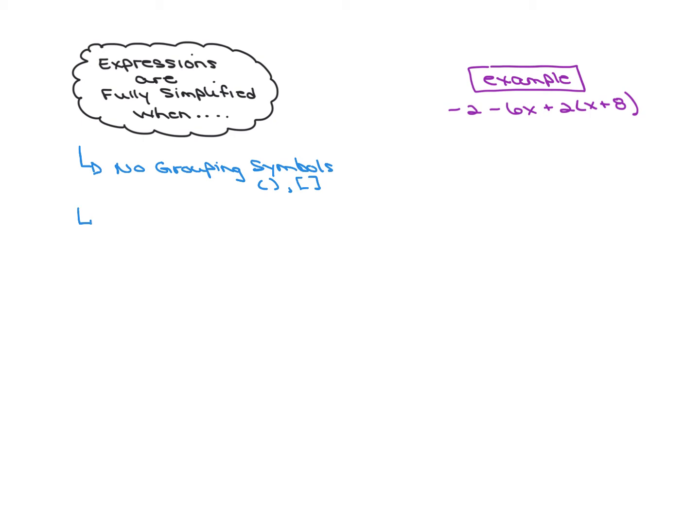The second thing, we can almost even think of this as a little checklist, is expressions are fully simplified when all arithmetic has been performed. So if you have numbers that are being added, subtracted, raised to powers, you do all that arithmetic. Next thing, expressions are fully simplified when all your like terms have been combined. Make a little checklist item, all like terms combined.